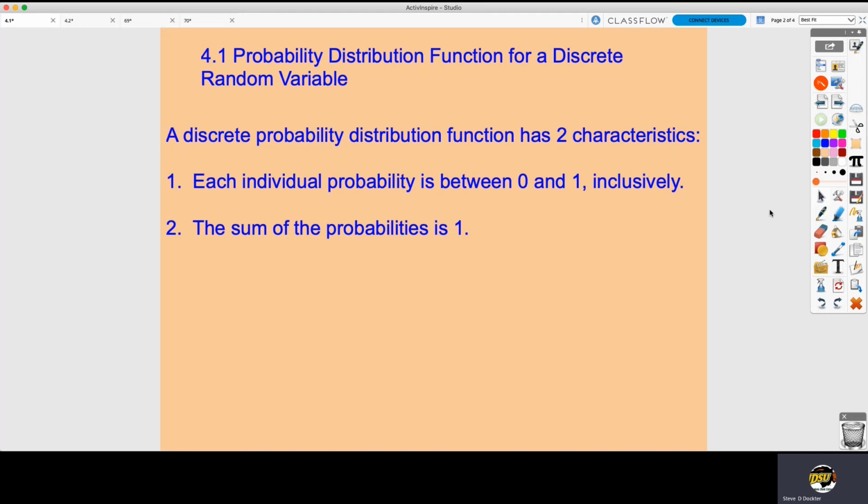if they're all decimals or fractions, or 100%. So just be aware of that. Those are the only two characteristics of them. So they all have to individually be between 0 and 100%, and they have to add up to 100%.